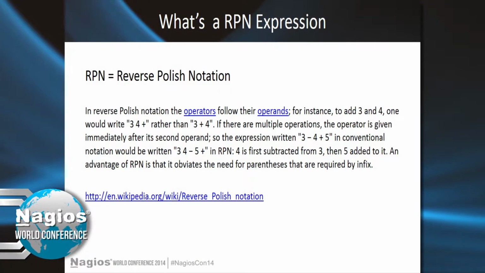For instance, to add 3 and 4, you'd write 3, 4, and then do the operation plus. The real beauty is you don't need parentheses ever in reverse Polish notation. The other thing that's core to it is it's very simple to work with in terms of computers. In fact, in the beginning, everything was RPN, because you'd push this number onto the stack, push that number onto the stack, do the operation and push that back onto the stack. Anyway, it obviates the need for parentheses that are required by infix.